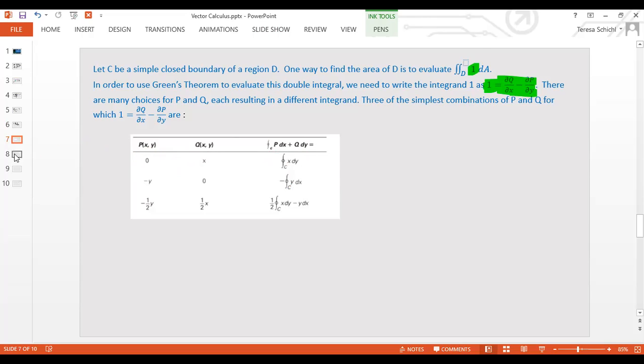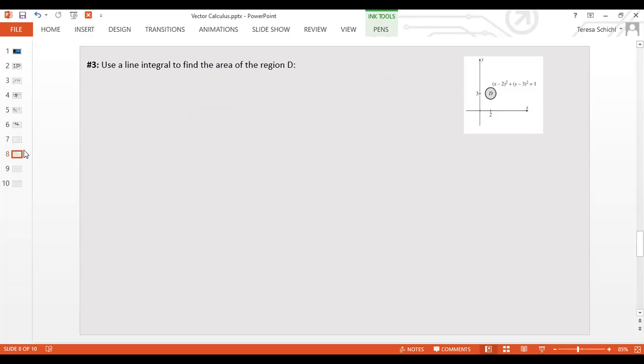Now we're going to see a couple of examples. The first one is how do I use the line integral to find the area? We all know the radius here is 1. So what is the area of this circle? The area is pi r squared, so it's pi. This is what we learned in geometry, maybe in elementary school.